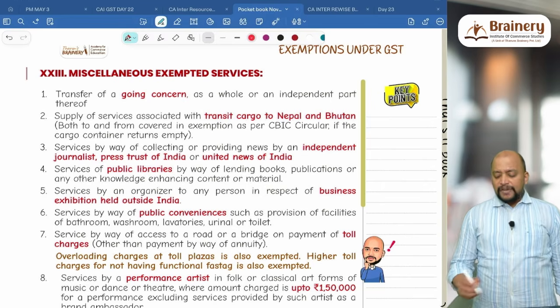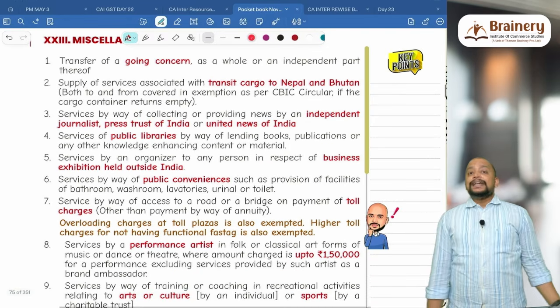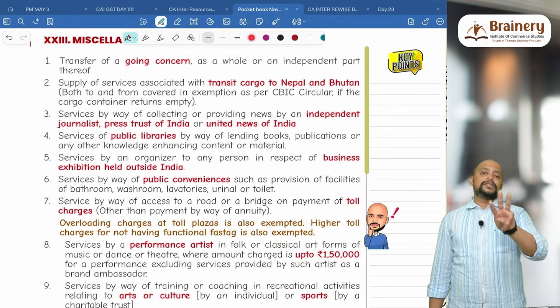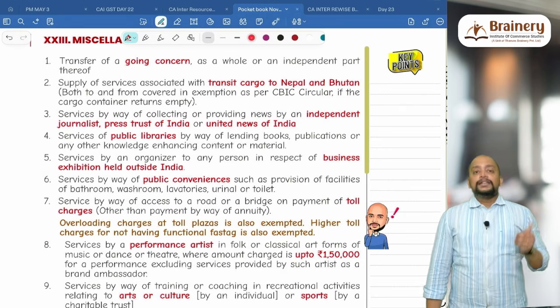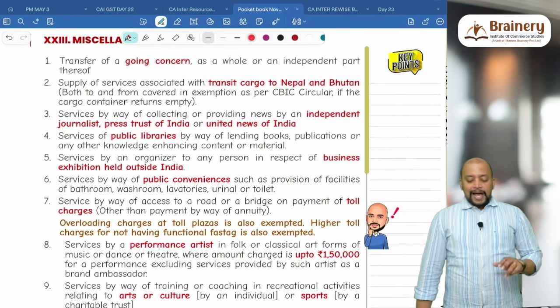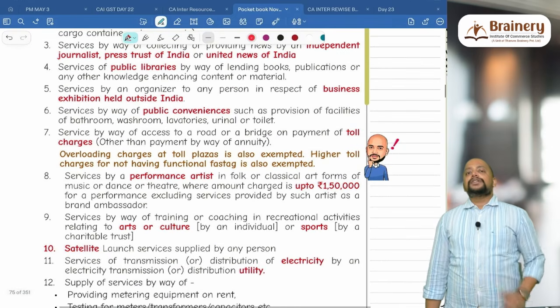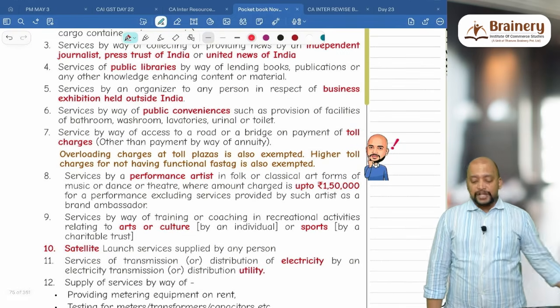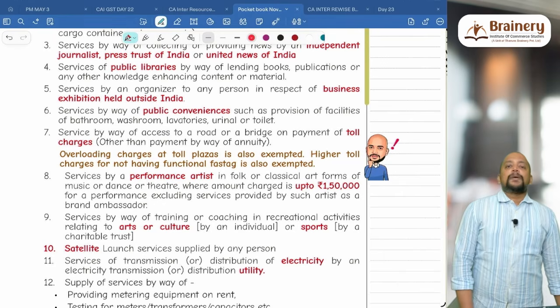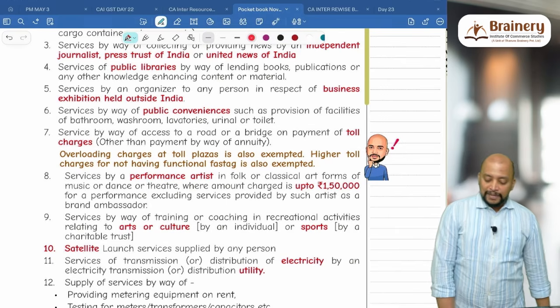Then service by way of collecting or providing news by independent journalists, Press Trust of India or United News of India. So just remember these three people getting money is exempted. Then public libraries lending fees will be exempted. And suppose there is an organizer who is conducting a business exhibition outside India, that is exempted. Then public conveniences like public toilets, the money collected will be exempted.